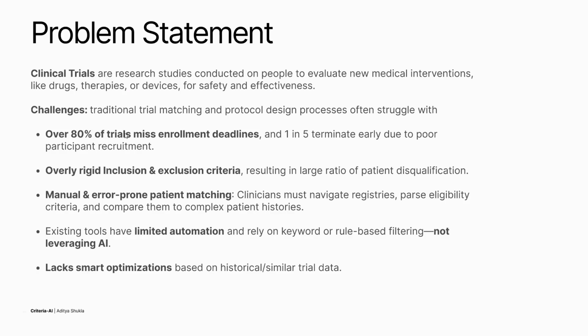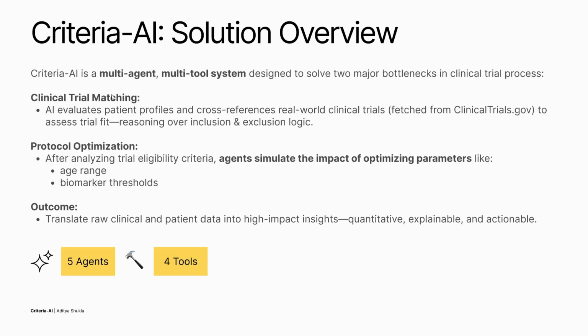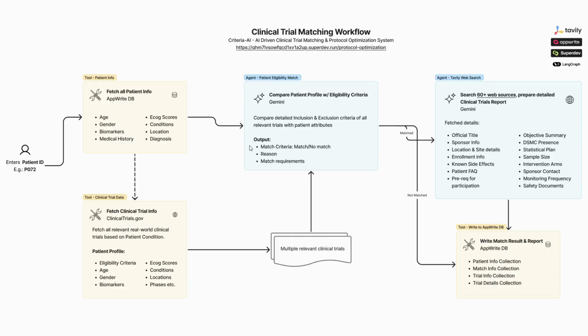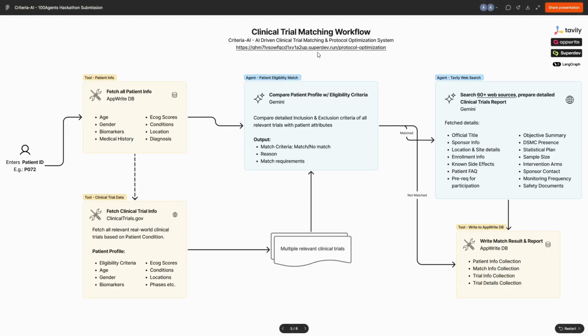These are the challenges that we aim to solve with the product that we have developed, which is Criteria AI, and we've used 5 agents and 4 tools for this. This is the overall architecture, which includes the total agents and 4 tools. These are the 2 workflows that we have included. We'll be talking about them soon.